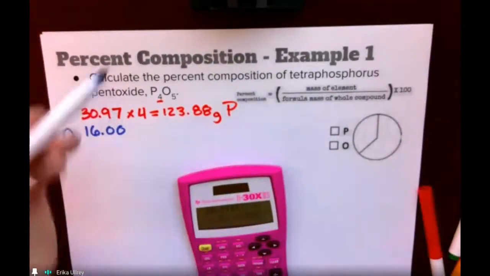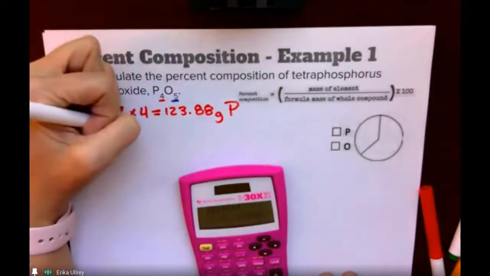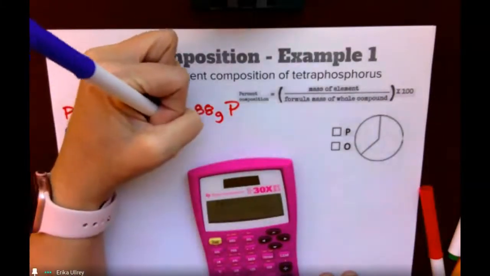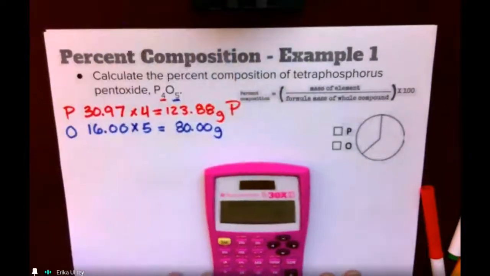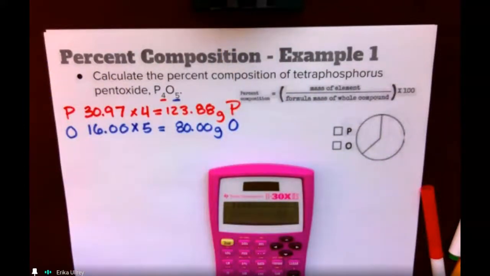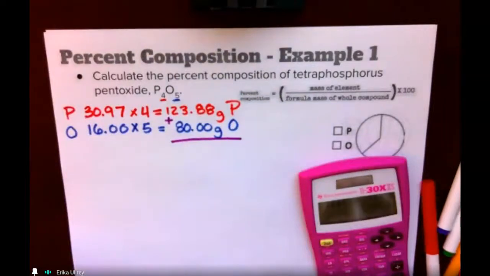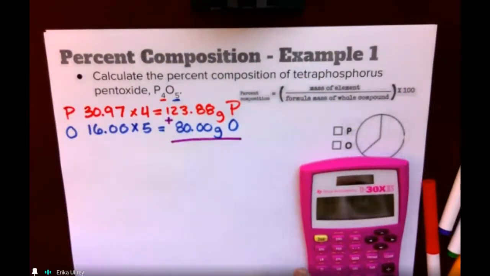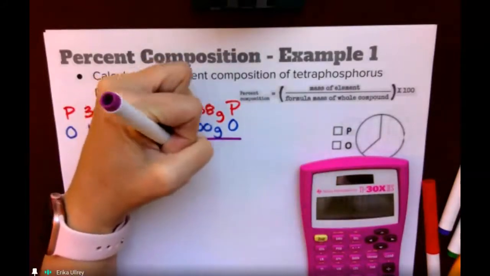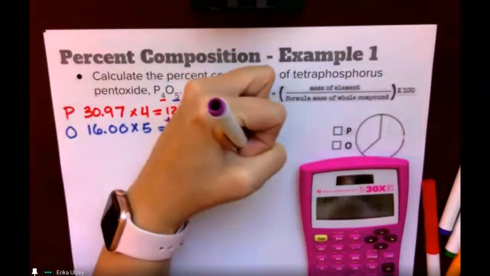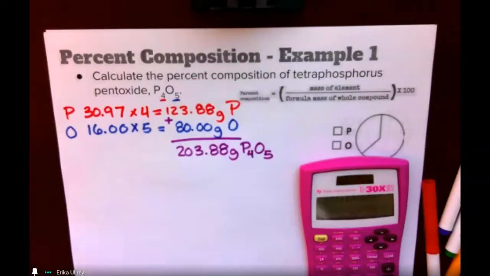Then I'm going to do the same thing for oxygen. I have a subscript of 5 next to my oxygen, so I'm going to multiply it by 5. I take 16 times 5, and I get 80. So I have 80.00 grams of oxygen. Then my last step for finding my formula mass is to add these together. I take 123.88 and add to it 80 grams, and I get 203.88. And that's grams of P4O5. That's equivalent to the formula mass of the whole compound.